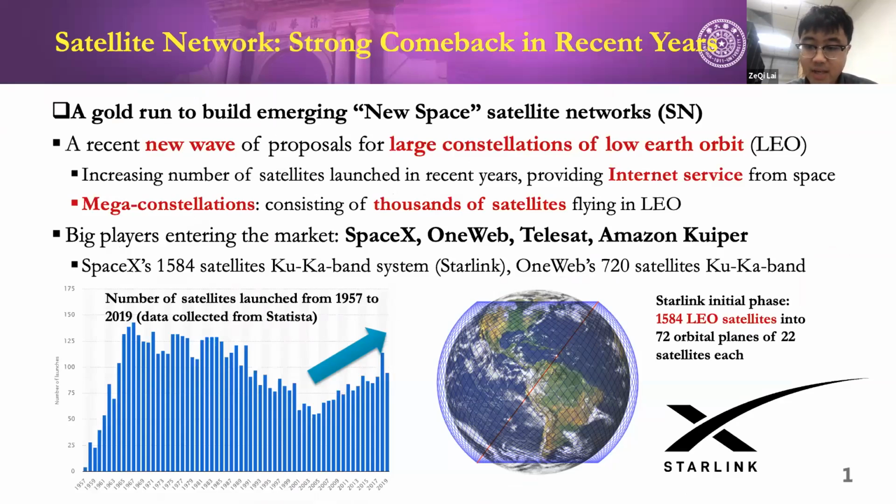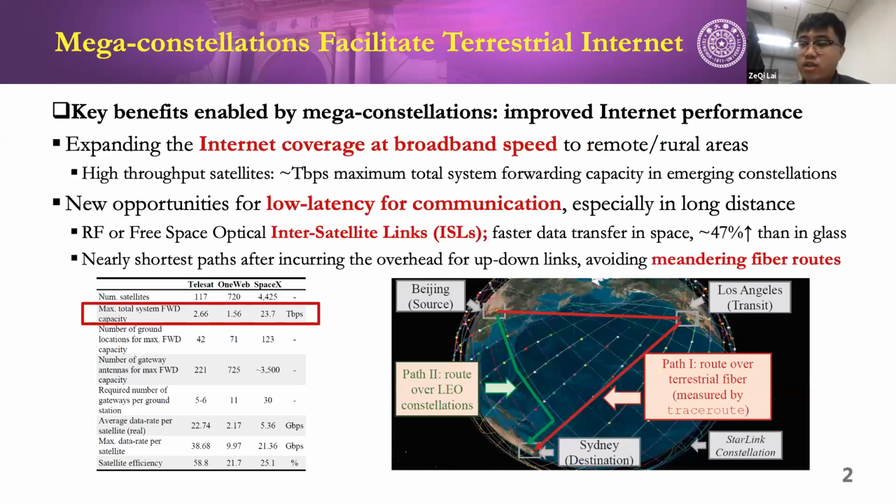We also witnessed a gold rush to build constellations consisting of a large number of low Earth orbit satellites, namely mega-constellations, with big players like SpaceX, OneWeb, Telesat, and Amazon entering this market. SpaceX is currently the largest commercial satellite constellation operator in the world since January 2020. Fundamentally, the mega-constellations facilitate the internet by extending the connectivity of existing terrestrial networks and breaking the inherent physical constraints in today's internet deployment.